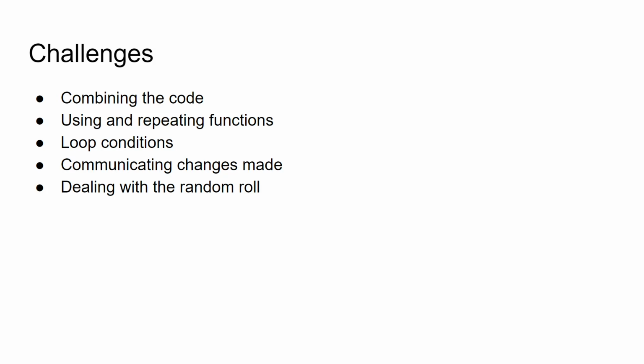Loop conditions was also important. We wanted to make sure we did not have an infinite loop or that a loop was continuing to ask for user input. Communicating changes made was also very important with working with the team. As we made different versions throughout the coding process, we wanted to make sure that each team member was clear on just what changes were made. Finally, a little bit more specifically, dealing with the random roll for the dice. We wanted to make sure that the dice was not rolling all ones, or that it was rolling only doubles when working on this.